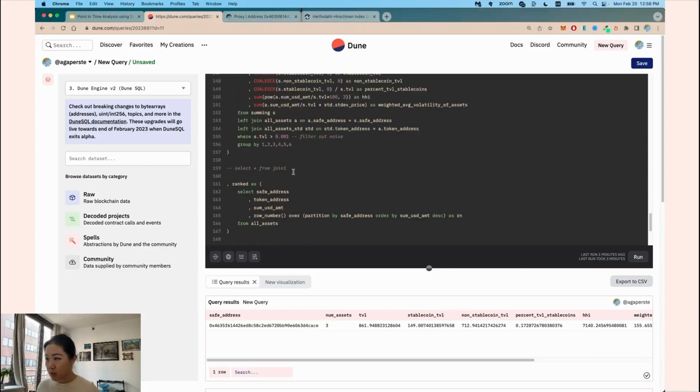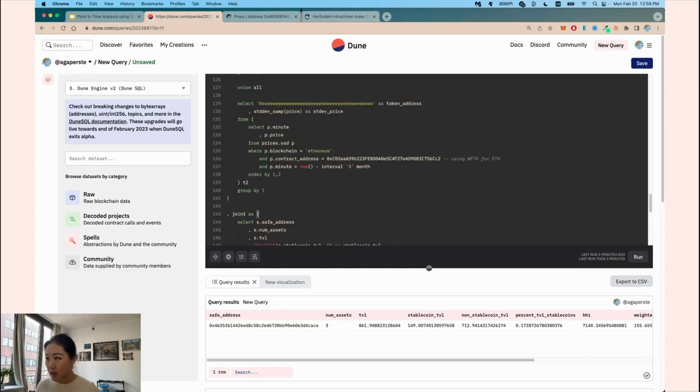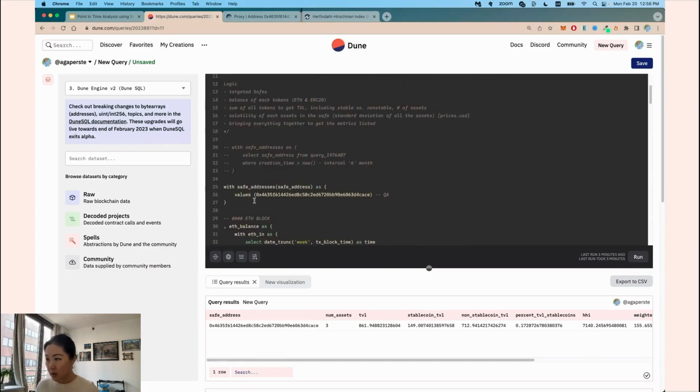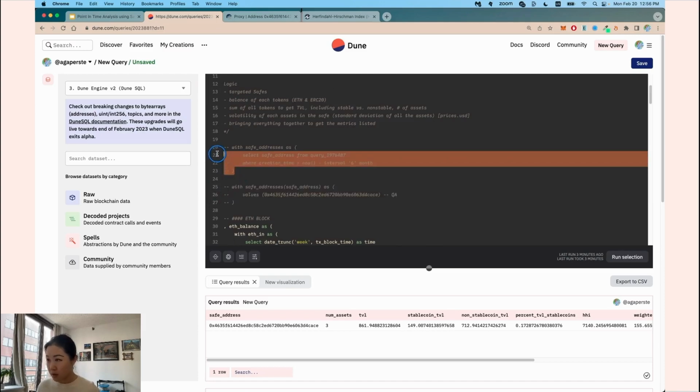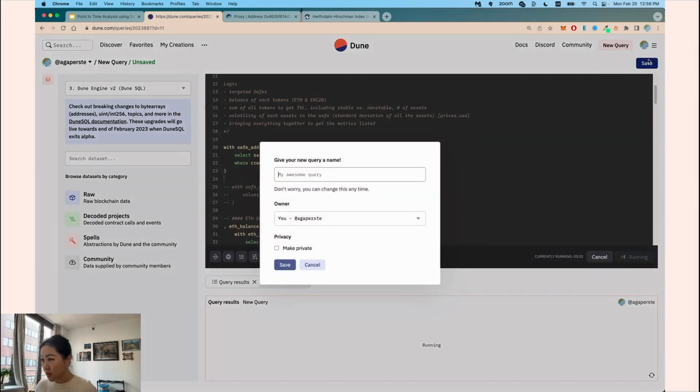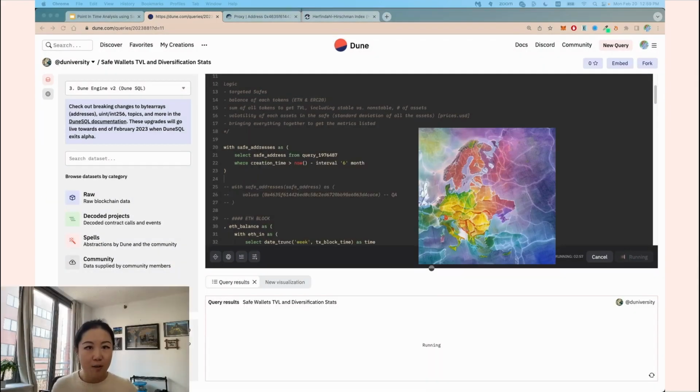What we're going to do is clean this up and put back the safes in the past 6 months. We're going to comment this out and then use all the safes and then start running, then do a save. And then we're going to call this safe wallets TVL and diversification stats. That is all for today.